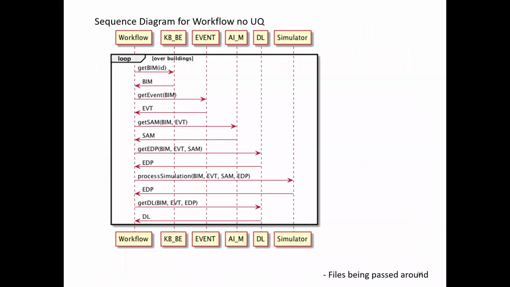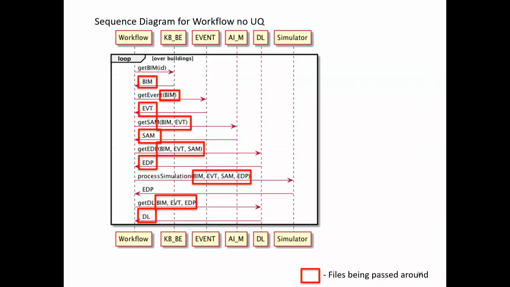This is kind of what the sequence diagram looks like for a running workflow. Basically, we start off, we get the buildings, then we go get the event, then we go to the structural analysis model, we go get the engineering demand parameters we want to simulate or record in our simulation. Then we perform the simulations and we go get our damage and loss estimation. Say, for example, we're just doing a damage and loss assessment. But ultimately, all these red boxes, they're files we're passing around between the programs. So this is what we're handling internally when we actually run our simulation.